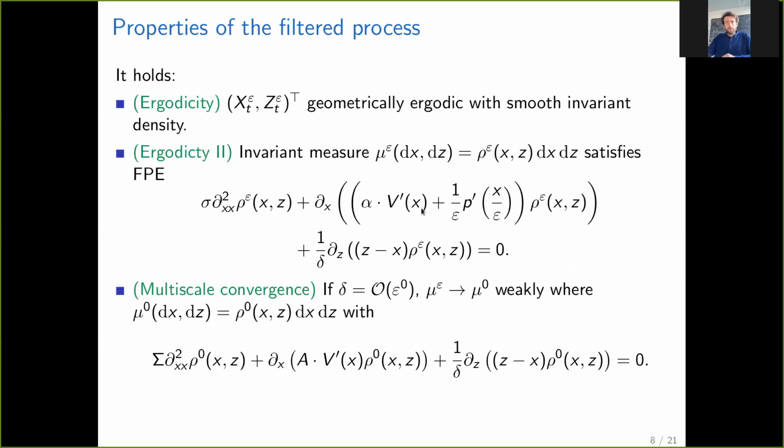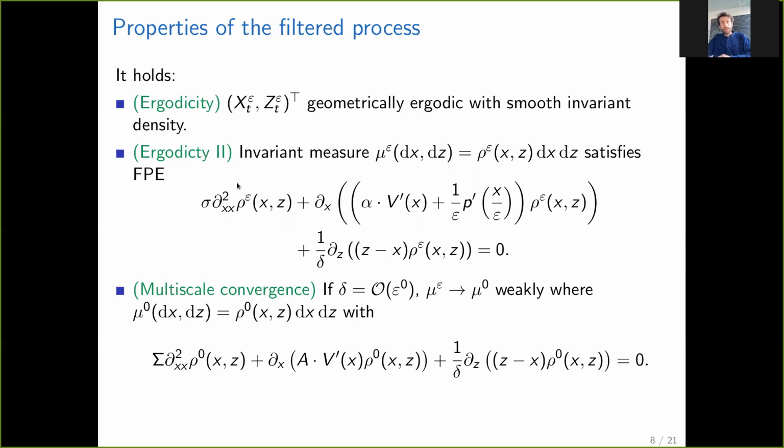So just some quick properties of the filtered process. If you take X epsilon and Z epsilon as a couple, then the couple is geometrically ergodic, and it admits a smooth invariant density. This is given by an application of Hormander's theorem.